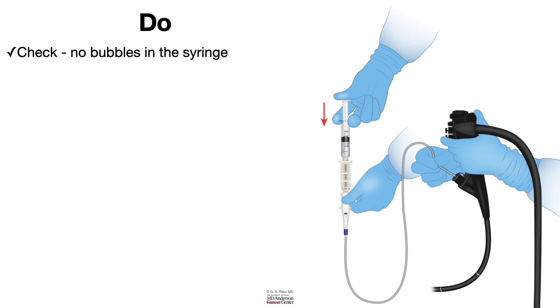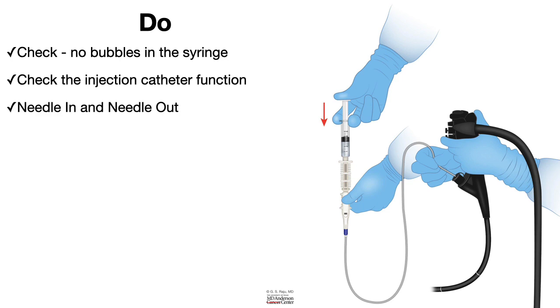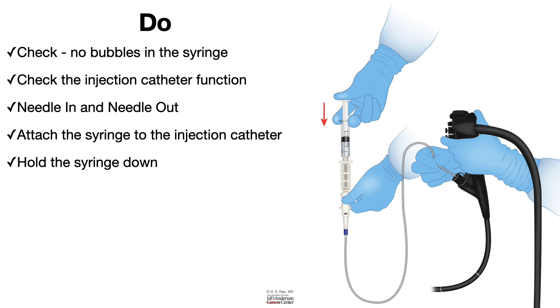Make sure you check the syringe that is filled with epinephrine, that there are no bubbles in there. Next, check the injection catheter function, i.e., whether you can move the needle in and out of the sheath easily. Needle in, needle out. Make sure you check that. Attach the syringe to the injection catheter and make sure you hold the syringe down. By keeping it down, you avoid accidentally injecting bubbles.